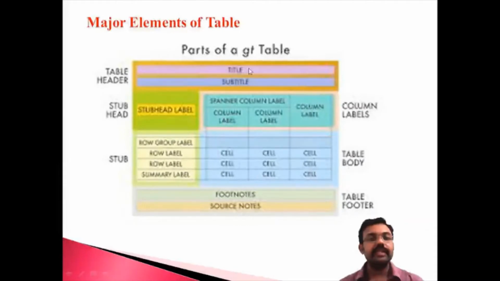This table has the title, and there is a subtitle. Sometimes there is a table header, then the stub head, then the stubs, and there is a column head and captions. There are the row heads, and another one is the table body, the body of the table, and the table footer. There are the source note and the footnotes available in the table. So these are the major elements of the table, and we are discussing them one by one, which are the most important elements of the table.